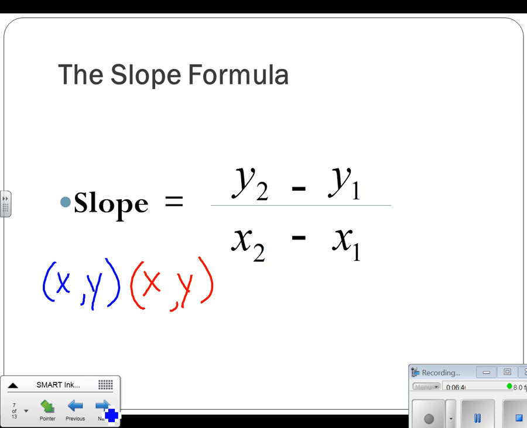So if we have 2 points, the reason these sub numbers are there, actually, that was not right. Take that back. This is like 1 point, and this is another point. The sub numbers just represent different points. So you need 2 points on a graph to use this formula.